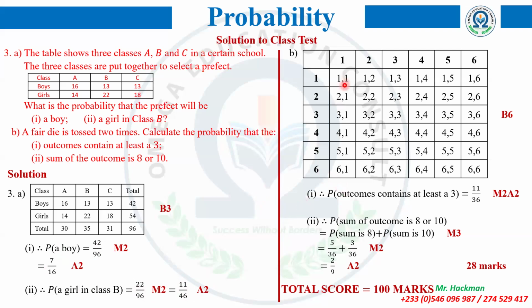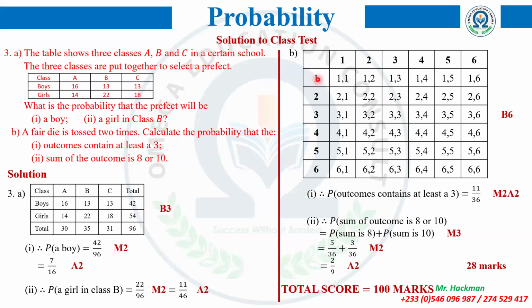So now we come to the B. What is the question? A fair die is tossed 2 times. Calculate the probabilities. So you are dealing with a fair die that is tossed twice. You can use the tree diagram equally to extract our sample space. However, remember, we usually resort to the table approach.